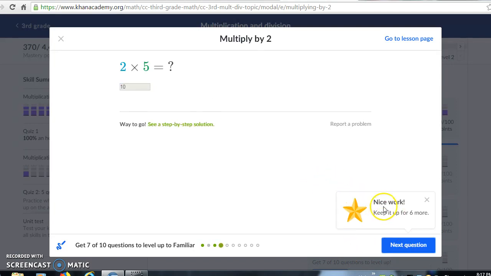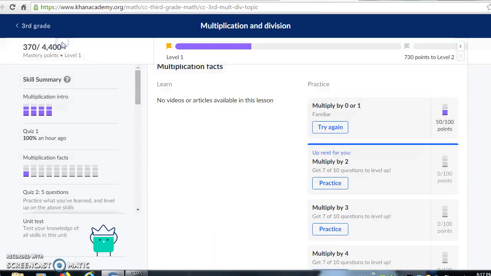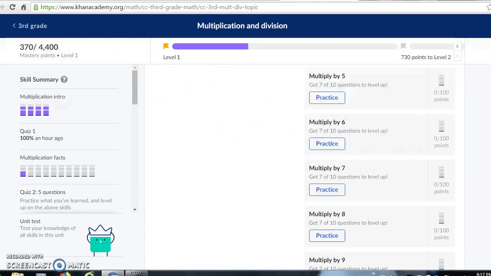And then when I get it right, it'll tell me, nice work, keep it up for 6 more. If you look down here, I have these dots here. These are representing the number of questions. So we had 10 questions, and it also tells me here, get 7 of 10 questions to level up to familiar. So those are the levels that we want to get to. So we have familiar, we have mastery, and we have proficient. And here I have a gray. So that gray shows that I did not get that one correct. Okay, so we can always go back and retake these just to make sure we've mastered them.